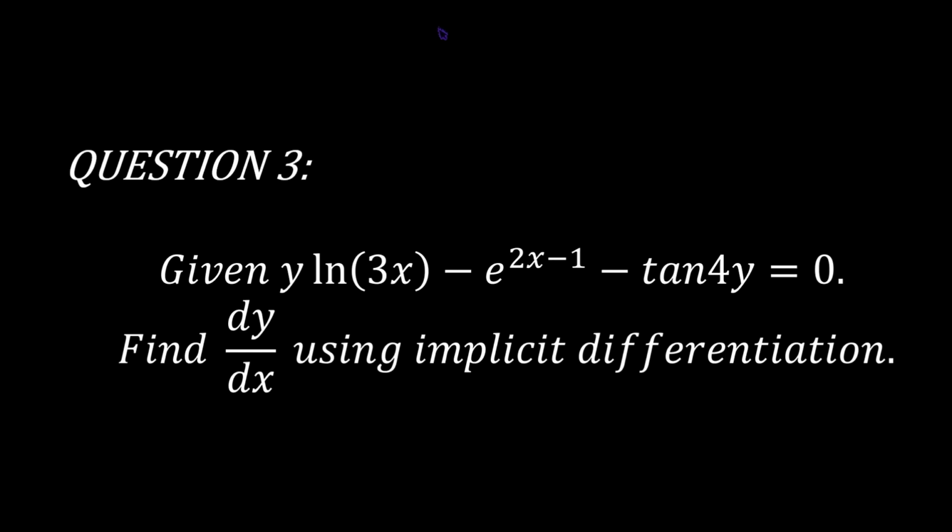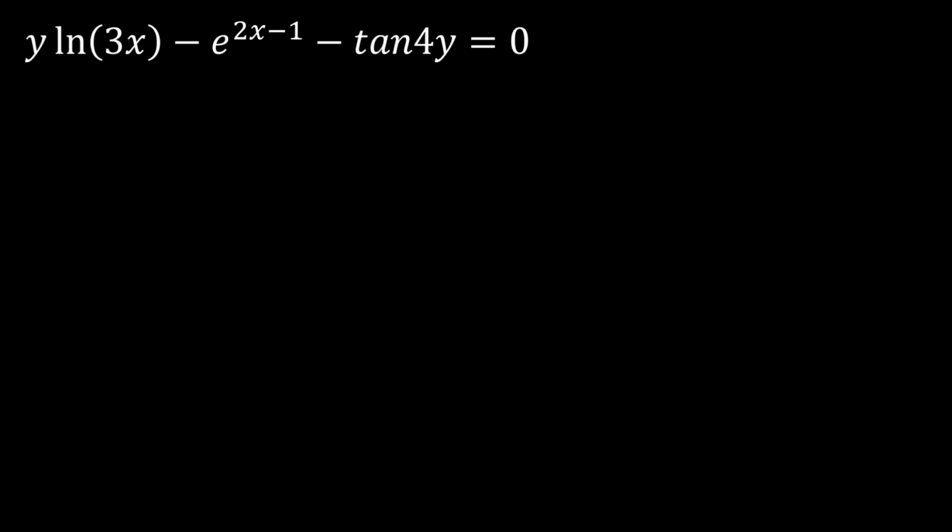Assalamualaikum warahmatullahi wabarakatuh. My name is Afiq Hilmi bin Azhar. Today I want to explain how to answer question number 3. The question is given y ln 3x minus e to the power of 2x minus 1 minus tan 4y equals 0. Find dy over dx using implicit differentiation.